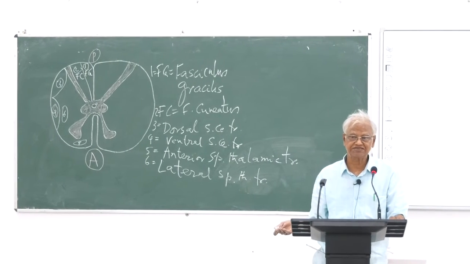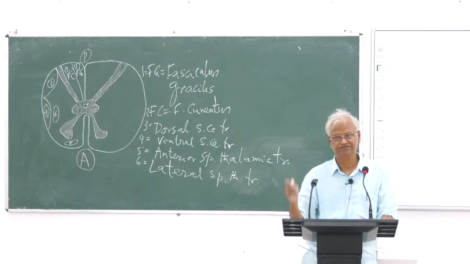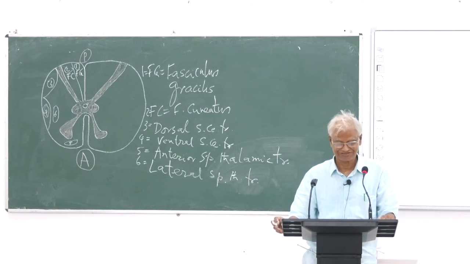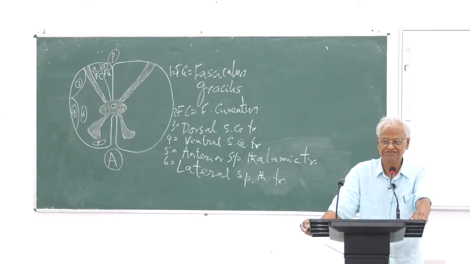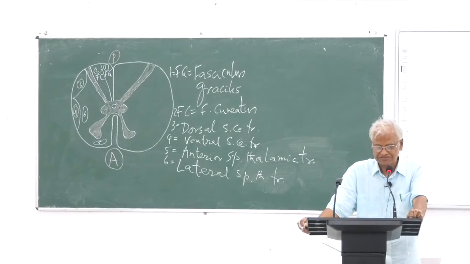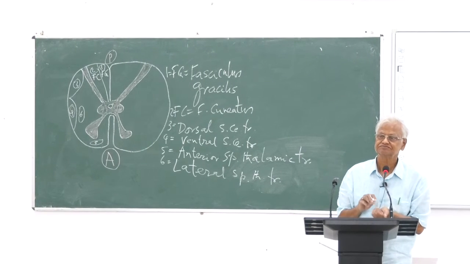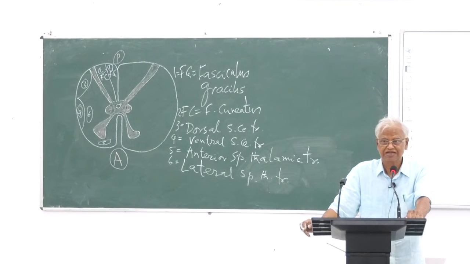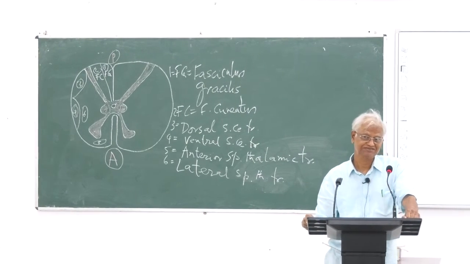All the tracts going upward are ascending. Ascending means all sensory. Anterior carries all the soft sensations, that means touch, crude touch, etc. Fasciculus gracilis and fasciculus cuneatus, also called the dorsal tract together, carry all very fine sensations like fine touch, tactile discrimination to differentiate between touch.